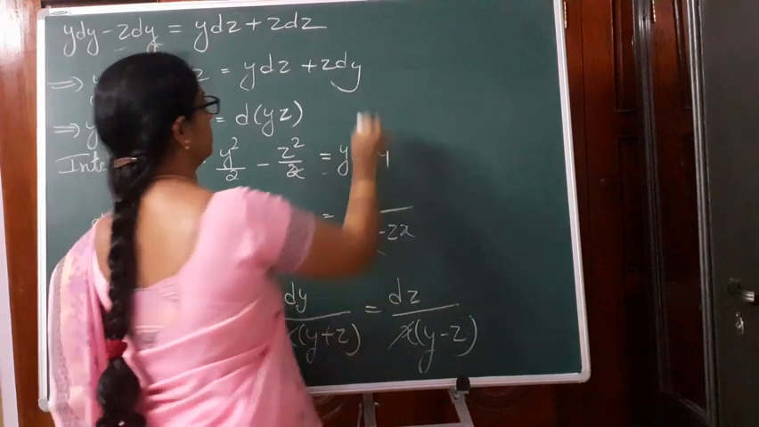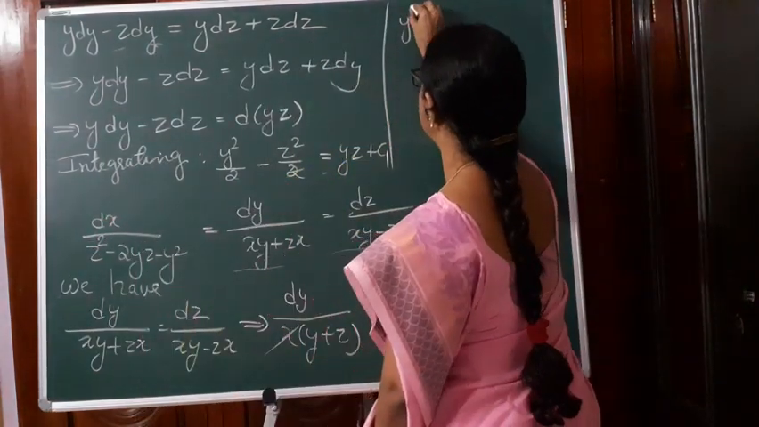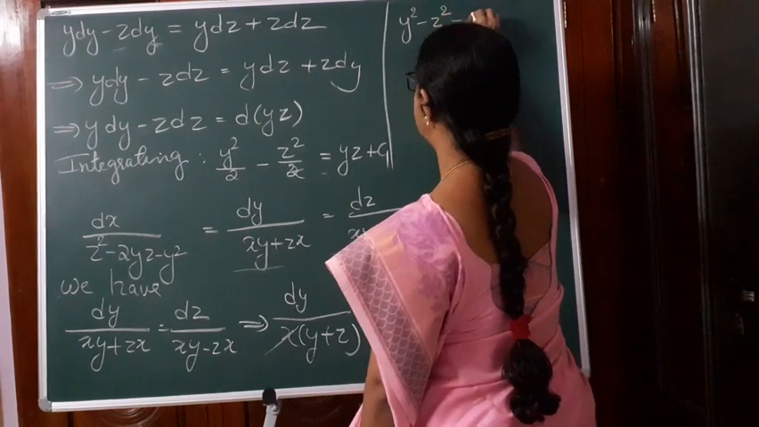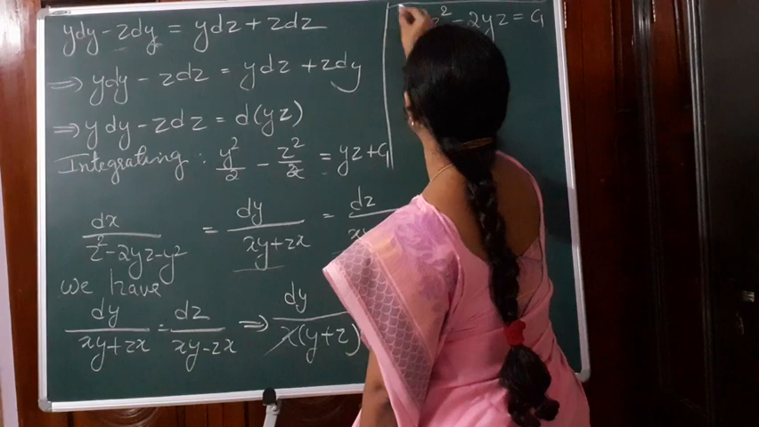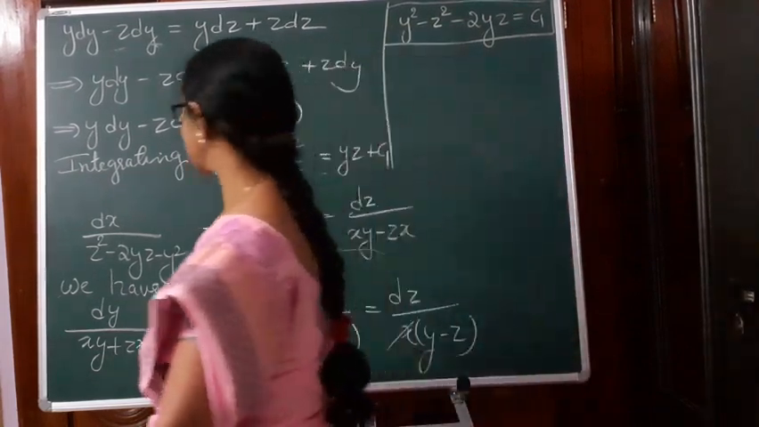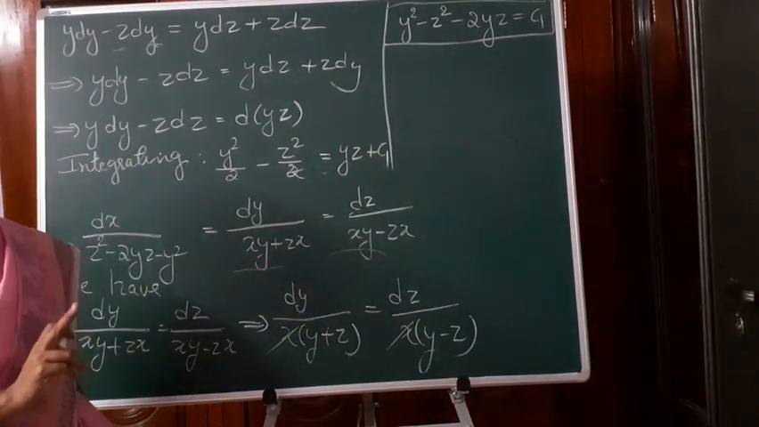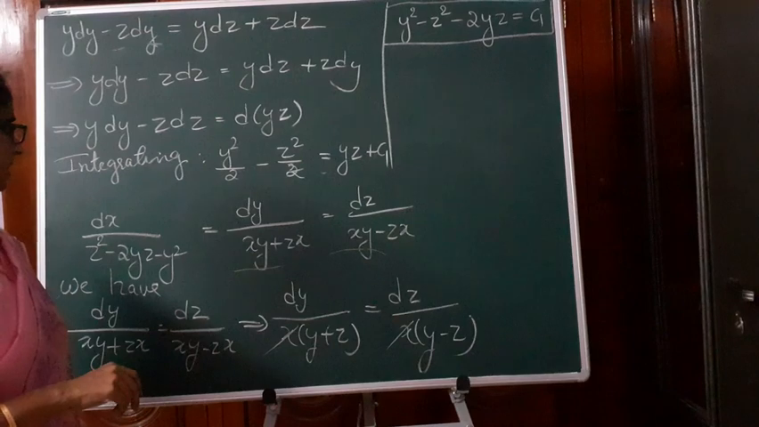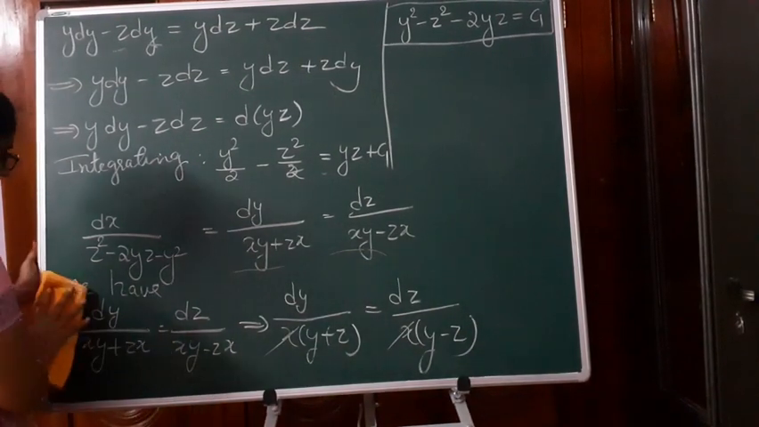Therefore, what is the first solution? We get y square minus z square minus 2yz is equal to c1 as the first solution, which we obtain by grouping the second and third terms. Now we need another solution, V of xyz is equal to c2. Now let us check how we can obtain that solution.